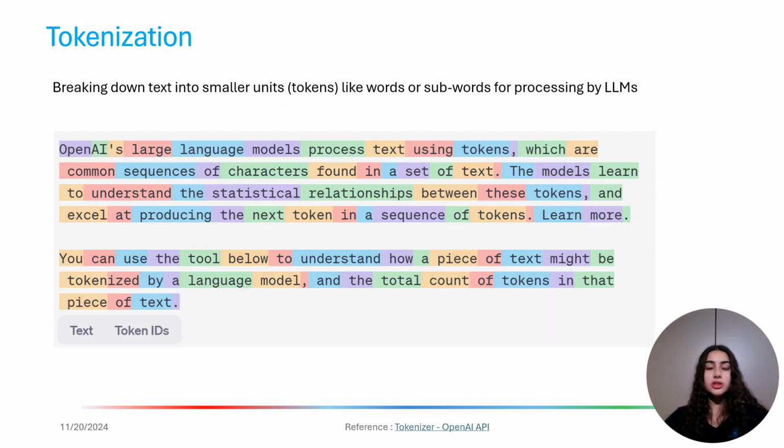Now that we know about large language models, let's see how it processes text data. This comes into play through something called tokenization, and it's very simple. It's simply the breaking down of text into smaller units, which is known as tokens, like words or subwords, for processing by large language models. If we look at this picture below, this is a text, right? But the reason why there's colored portions is because each of those colored portions are tokens. For example, if we read, we can see Open is a token, AI is a token, apostrophe s is a token, large is a token. Helps us break down the words.